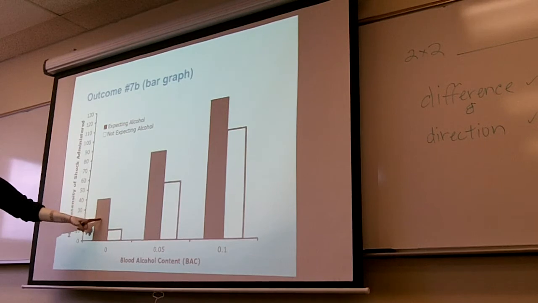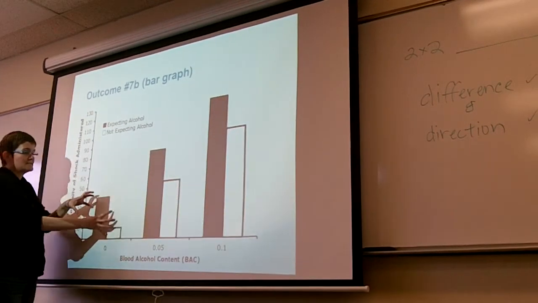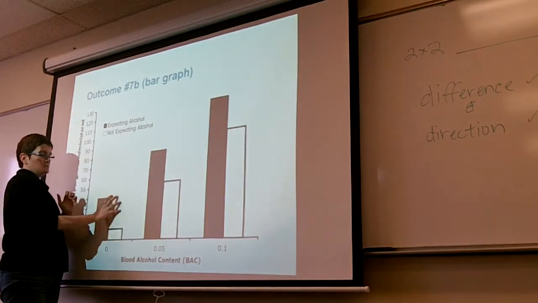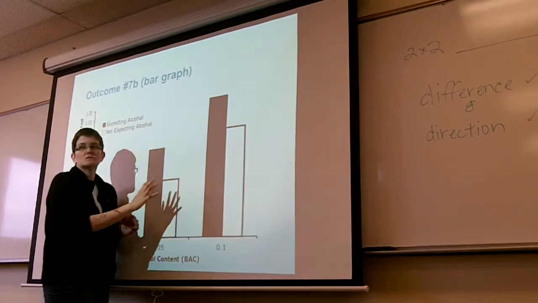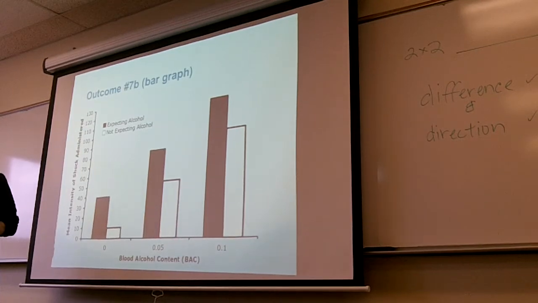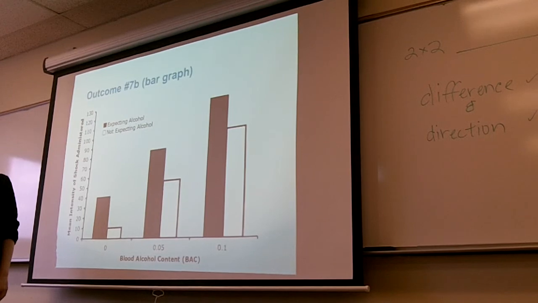Look how short these bars are. Look how tall those bars are. Remember, we're talking about these bars together. If I take the average of these two bars and compare it to the average of these two bars, and compare that to the average of those two bars, yeah, they're different. That's the main effect of blood alcohol content.